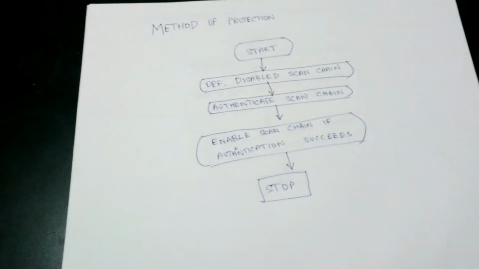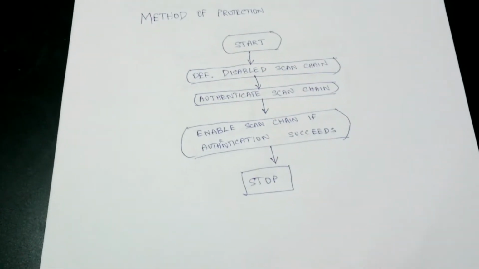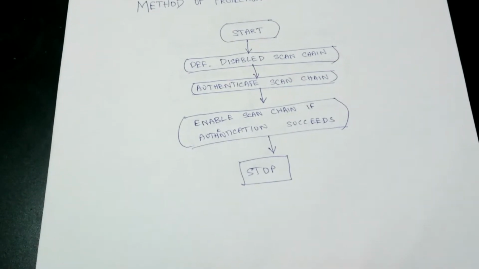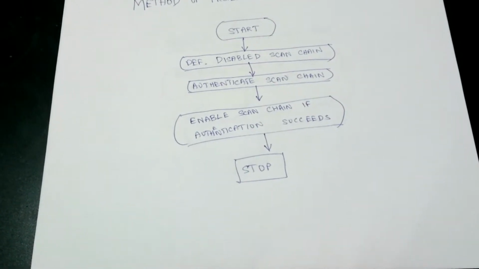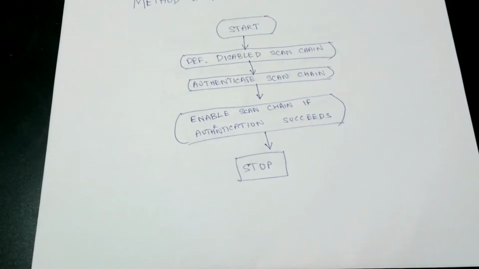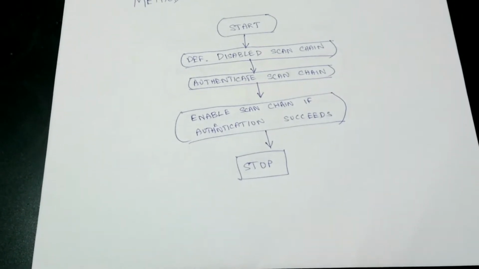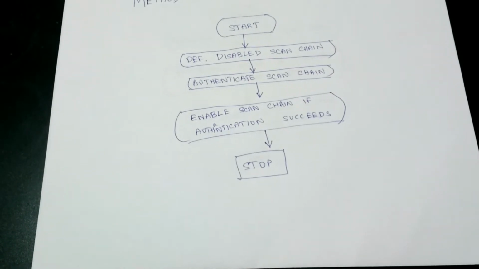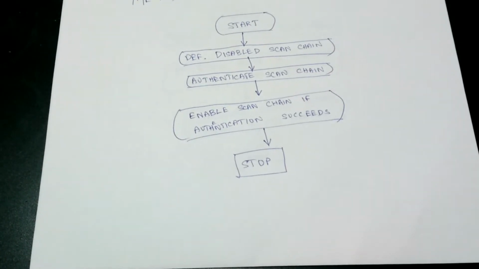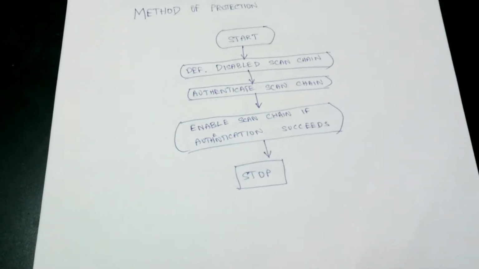So the method of protection is quite straightforward. The IC is by default disabled for scan functionality. The IC should be provided with an authentication code to enable the scan chain. And if the authentication succeeds, then the scan chain should be functional.